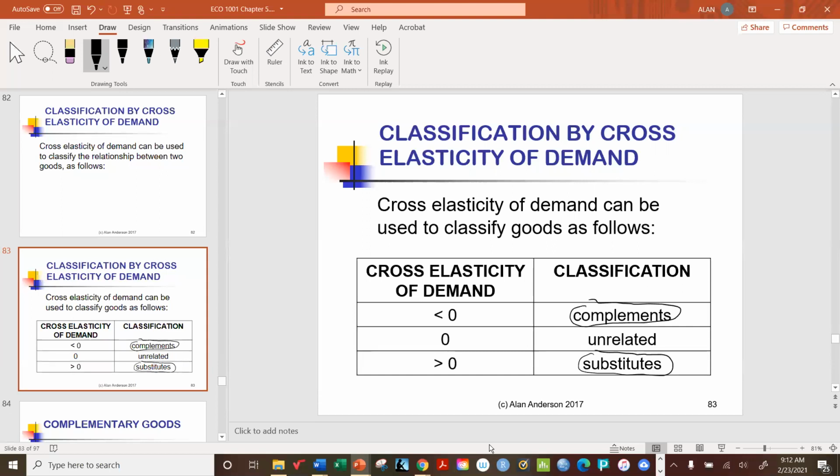So hopefully that makes sense. If you stop and think about it, more expensive hamburgers, people buy more pizzas. Therefore, the cross elasticity is positive between those two goods, and we define them as substitutes. On the other hand, if you think about burgers and ketchup, burgers become more expensive, people will buy fewer burgers, and then they will also buy less ketchup. Okay, so let's get to that example.